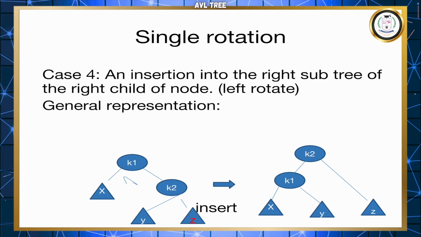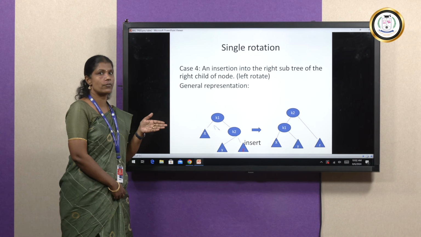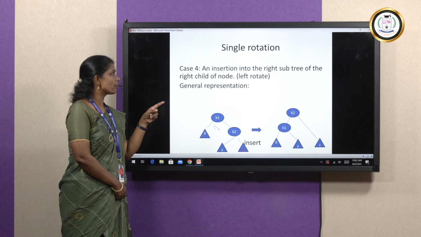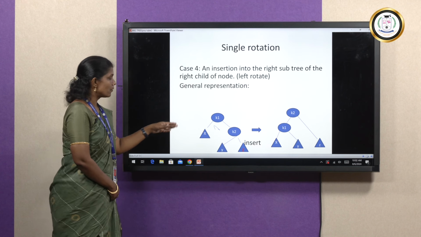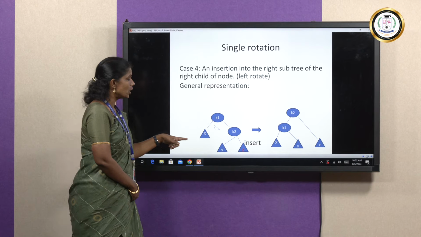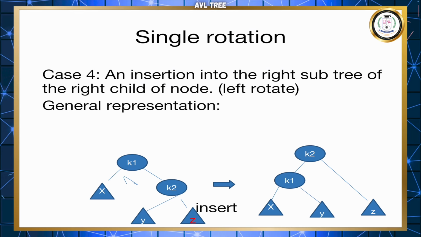Then we will see the next case for the single rotation, that is the insertion into the right subtree of the right child of the node. So here, right to right, we want to insert. So here you have to perform the left rotation. This is the general representation. For example, now you are going to insert the node Z in the right subtree of the right child. So here we have to perform the left rotation from the root node.